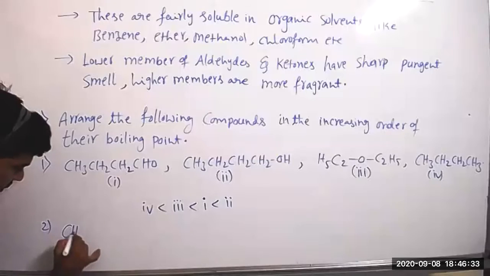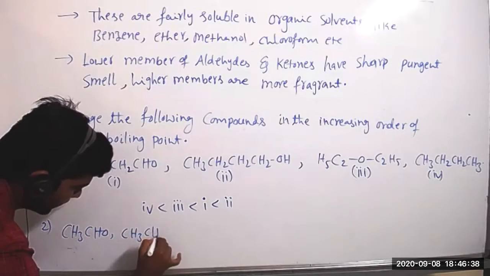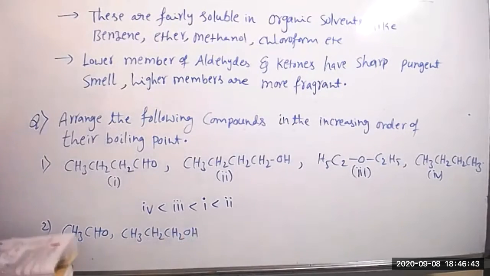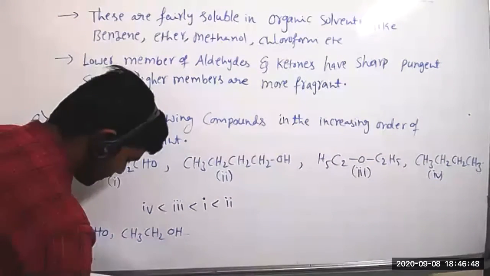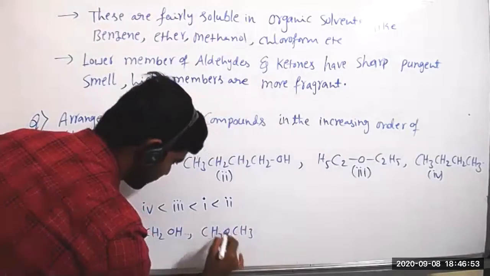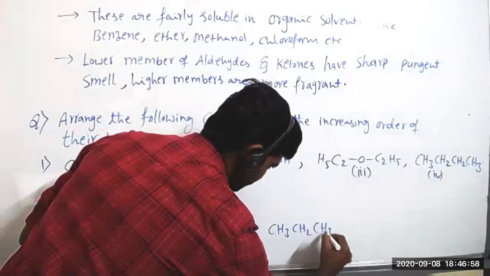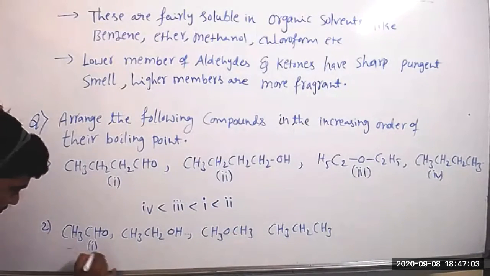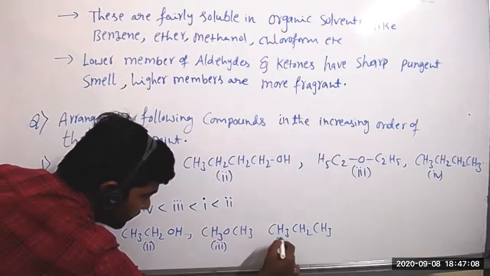Answer this: CH3CHO, CH3CH2CH2OH. No, only OH, ethanol only. Then CH3OCH3. Then CH3CH2CH3. This is 1, 2, 3, 4.